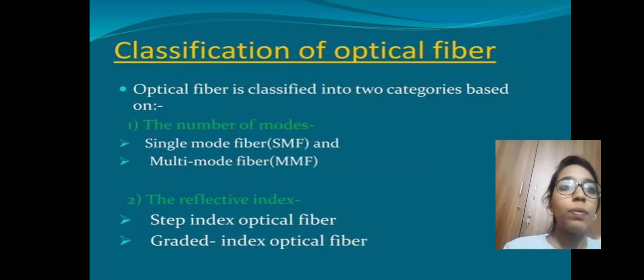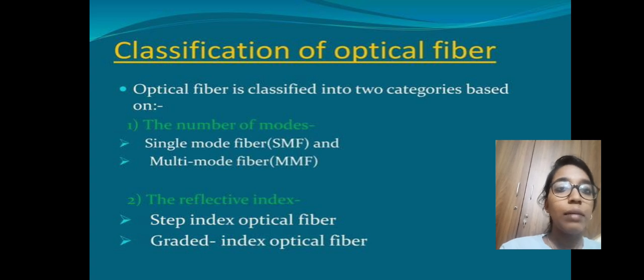Classification of optical fiber. Optical fiber is classified into two categories based on the number of modes and the refractive index. Based on the number of modes, it is classified into two parts: single mode fiber and multi mode fiber. Based on refractive index, it is classified into two parts: step index optical fiber and graded index optical fiber.